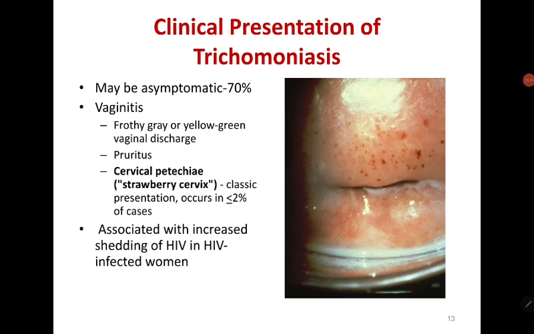Okay, let's talk. Clinical presentation of trichomoniasis may be asymptomatic in 70%. Vaginitis with frothy gray or yellow-green vaginal discharge, pruritus, cervical petechiae, strawberry cervix. Classical presentation occurs in less than 2% of cases. Associated with increased shedding of HIV in HIV-infected women.